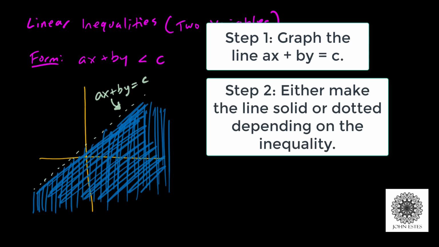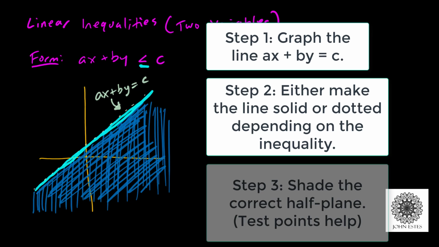Secondly, depending on if I have less than or equal to, or greater than or equal to, if I have an equal to part, I make this line a solid line. If it's not equal to, like in this example, it's a dotted line. So if I had changed this to say less than or equal to c, now all of a sudden I want a solid line instead of a dotted line. The reason being is the dotted line implies that the points on that line are not included in my answer, whereas the solid line means that those points are included in my answer as well.